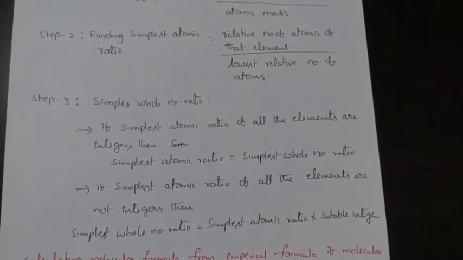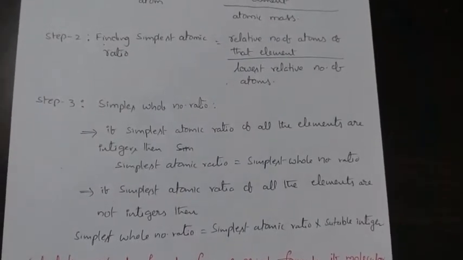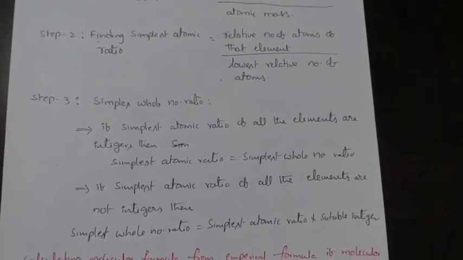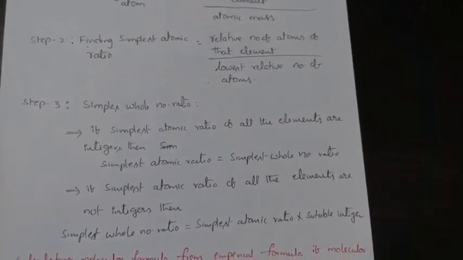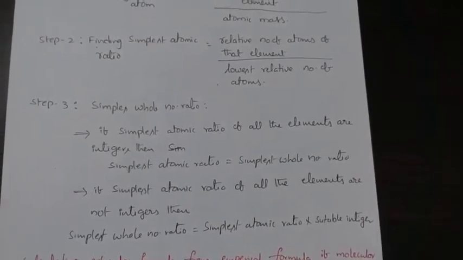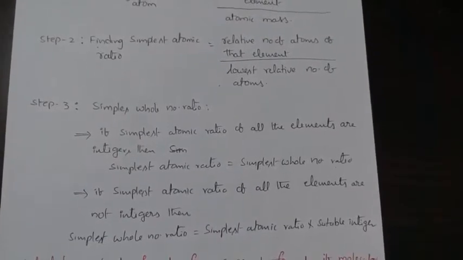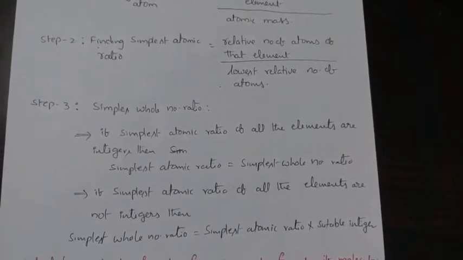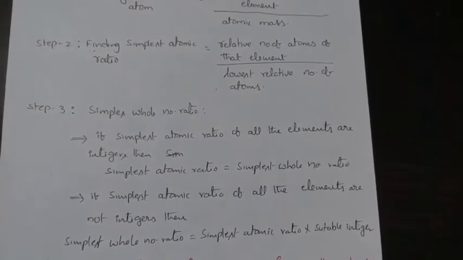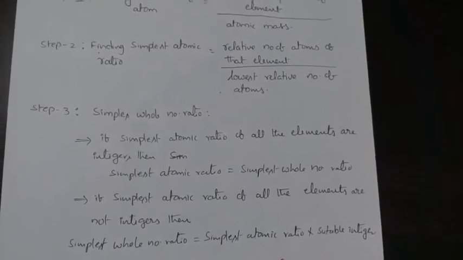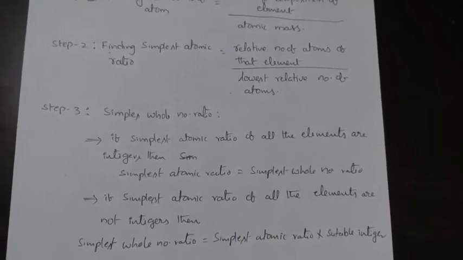That whole number ratio gives the empirical formula. If the simplest atomic ratios of all the elements are not integers, then the simplest whole number ratio equals the simplest atomic ratio times a suitable integer. To get the simplest whole number ratio, we have to multiply the simplest atomic ratio with the suitable integer. Then we'll get the simplest whole number ratio.